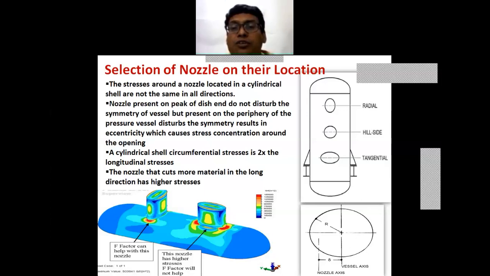Nozzles present on the peak of a dish end do not disturb the symmetry of the vessel, but those present on the periphery of a pressure vessel disturb the symmetry and result in eccentricity, which causes stress concentration around the opening. That means if the top head is available and I put a nozzle at the center, then it is not going to disturb the symmetry. However, if I attach a nozzle to one side, then the balance will get disturbed and this is going to develop stress concentration.